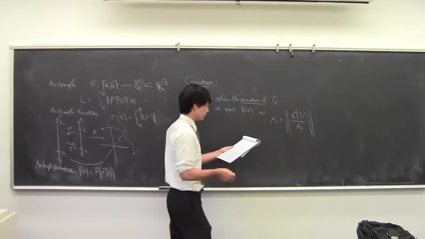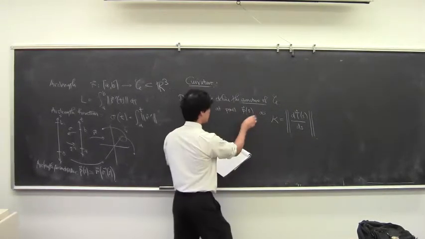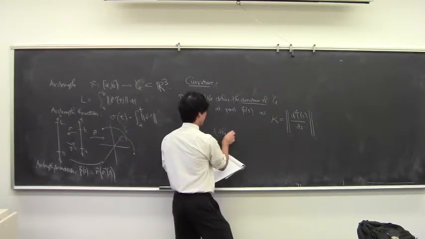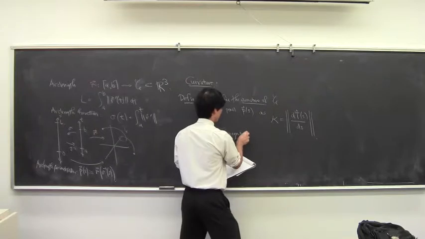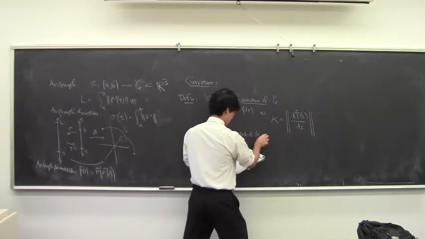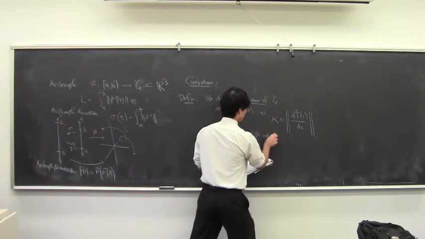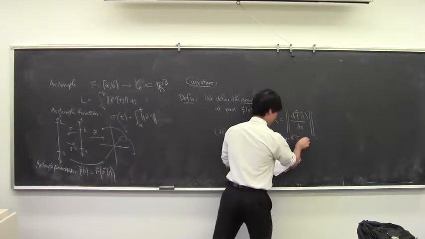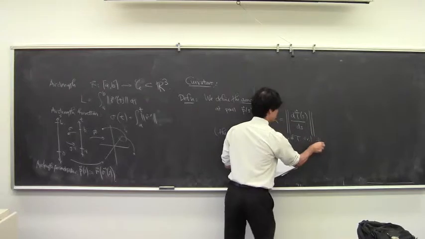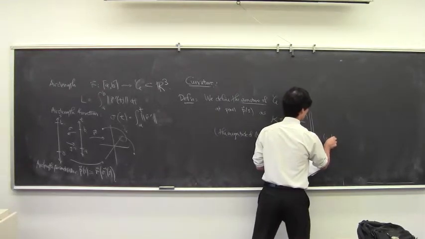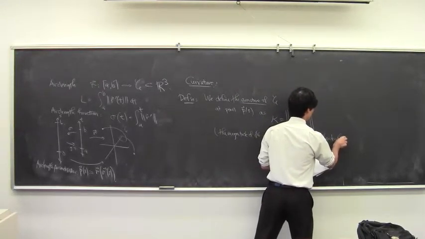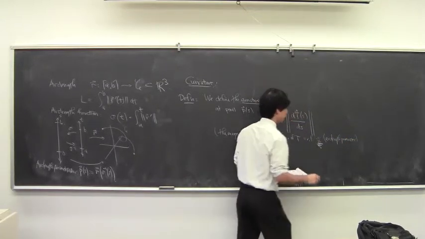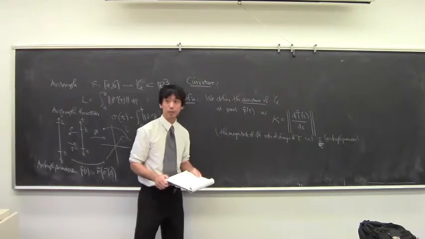So this is the curvature, which is the magnitude of the rate of change of the unit tangent vector with respect to s, the arc length parameter. So that's the kappa.